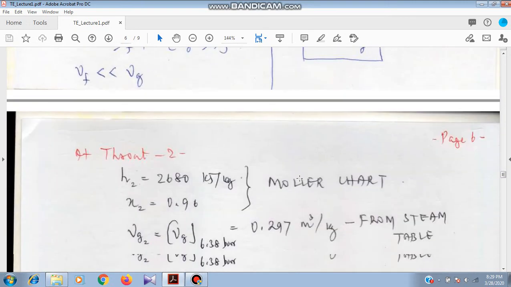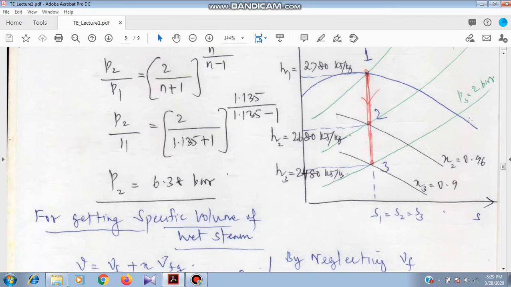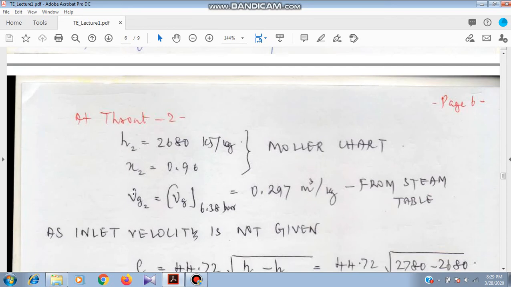So you take the throat: the dryness fraction X2 you got from the Mollier chart, and the throat pressure is 6.38 bar. For getting V2, which is X2 Vg2, you take your steam table and find Vg at 6.38 bar. This value should be approximated; 6.38 may not be there in your steam table directly, but you approximate the value. It is taken as 0.297 meter cube per kilogram. So these two are from the Mollier chart, this from the steam table.